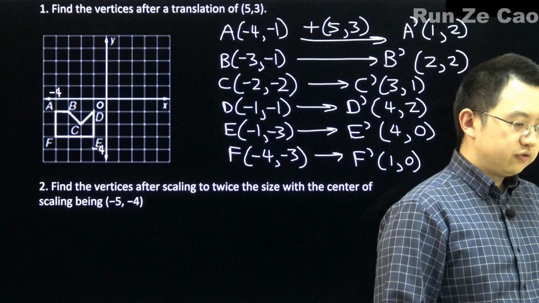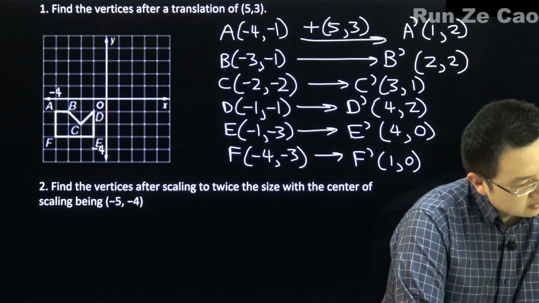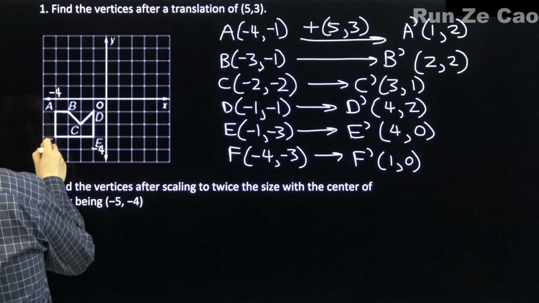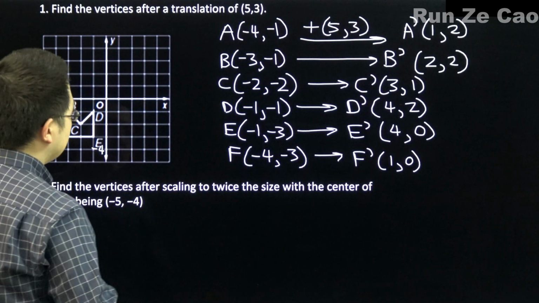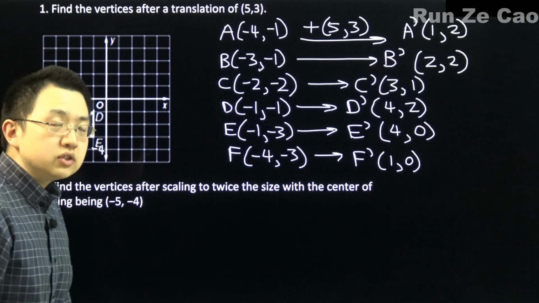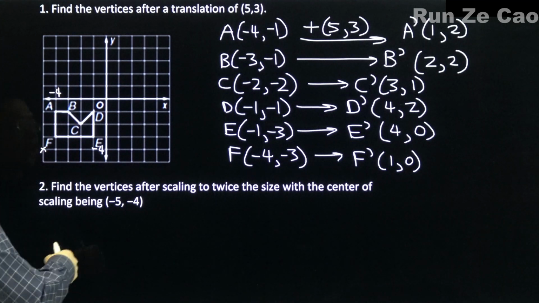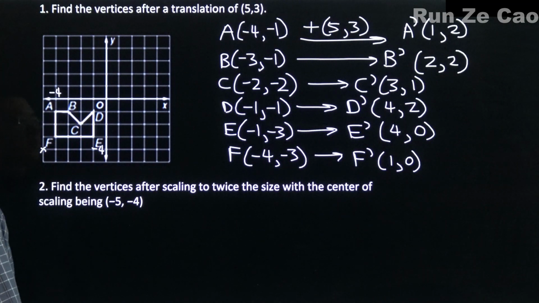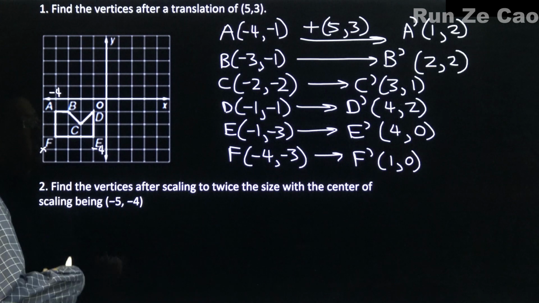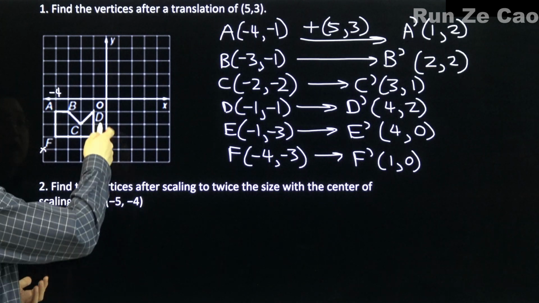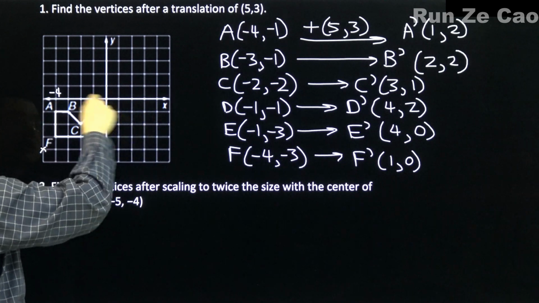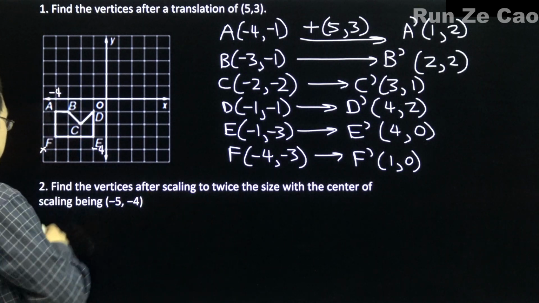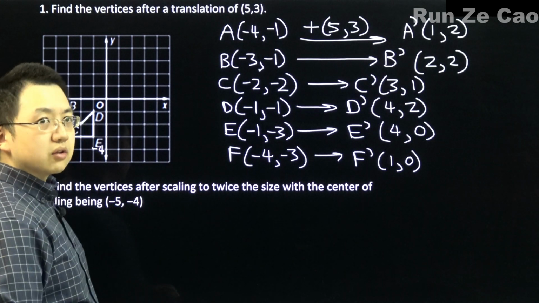Alright, let's say we want to find the vertices after scaling to twice the size, with the center of scaling being negative 5, negative 4. By the way, this whole center thing, depending on language, you could call it center of scaling, or various other words that mean the same thing. It's just some places think that having that versus the origin are too easy for students to get mixed up. So yeah, center of scaling is usually preferred, at least where I come from.